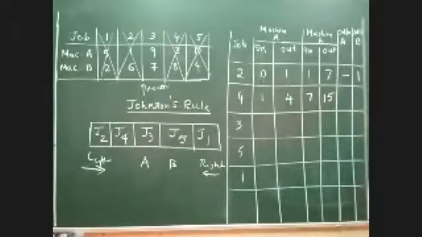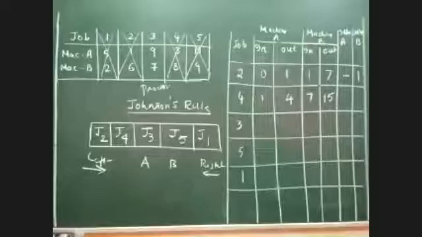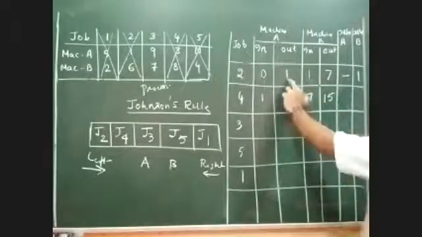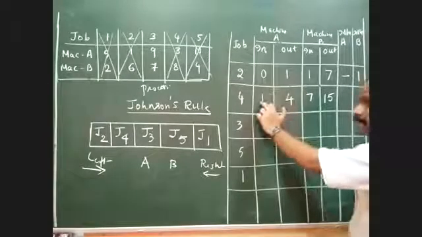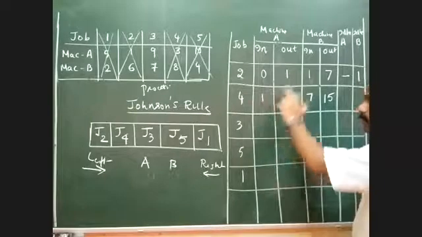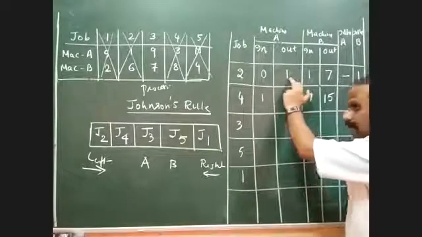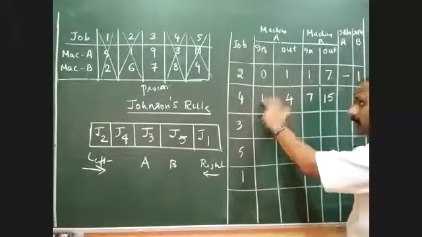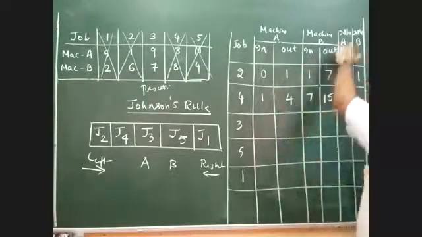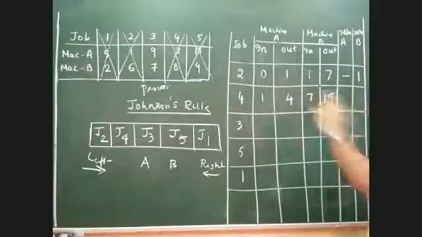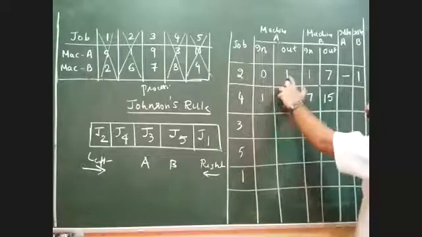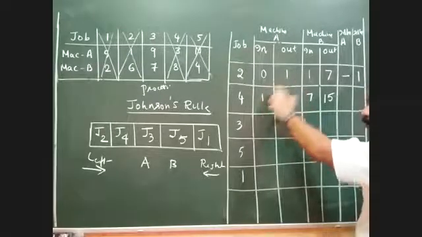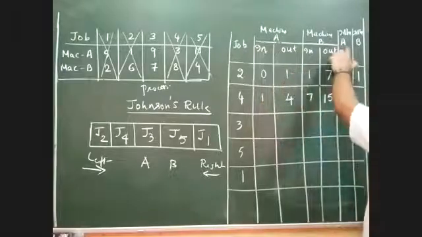Now we'll look at the idle time. Again, I want everyone to understand this step very carefully. Idle time is very simple. It is the difference between the time at which the previous job is completed and the time at which the next job is started. First, very simple logic: when did the previous job finish, and when did the next start? That difference I call idle time.